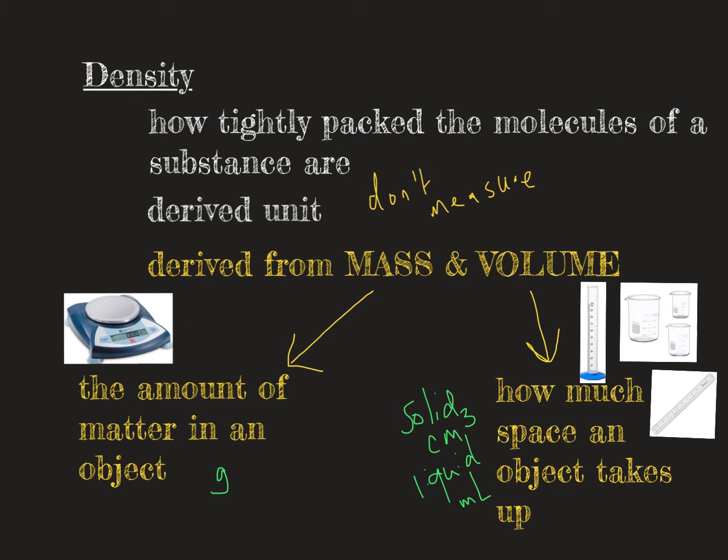If it is a cube or a rectangular object, you can use a ruler and measure the length, the width, and the height. But if it's an irregularly shaped object, we have to use a graduated cylinder or a beaker. So this here is a graduated cylinder, and this is an assortment of beakers.